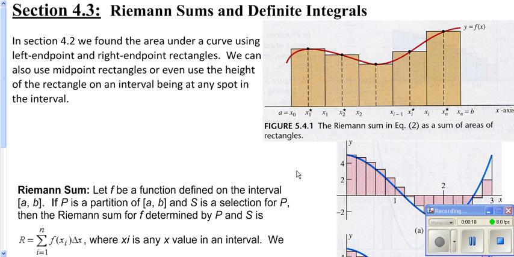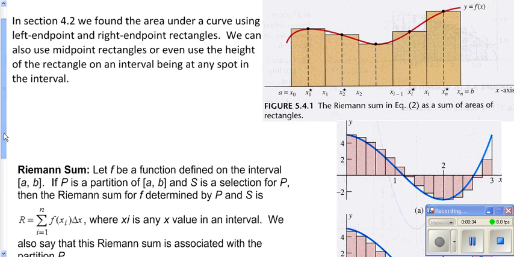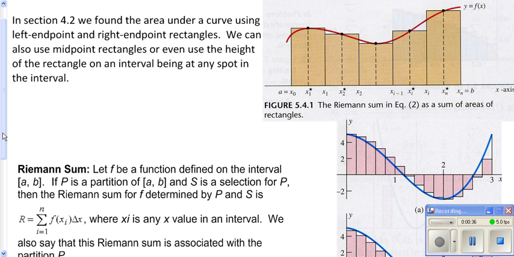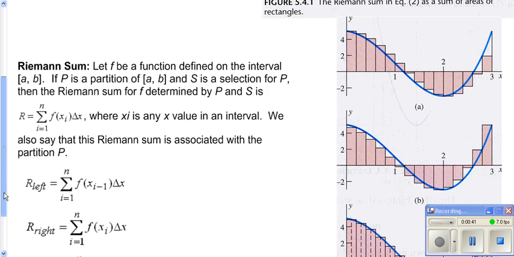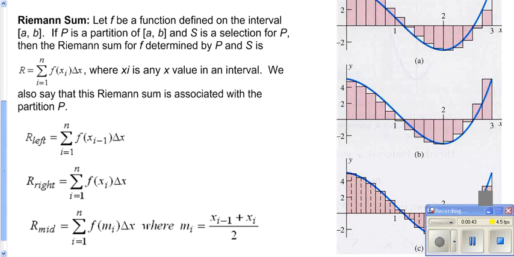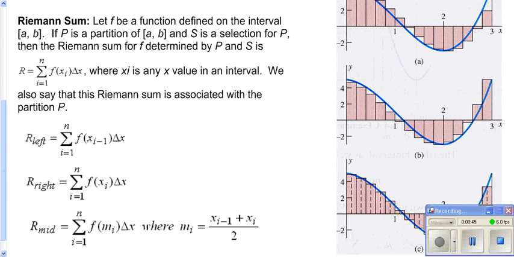We've been using left endpoint and right endpoint. We have talked about midpoint rectangles. You can actually just choose any point along there. It does not have to be at the end or the middle, because when you take your limit as the number of rectangles goes to infinity, it gives you the area. So the process of finding the area underneath your curve, once again, is Riemann sums.